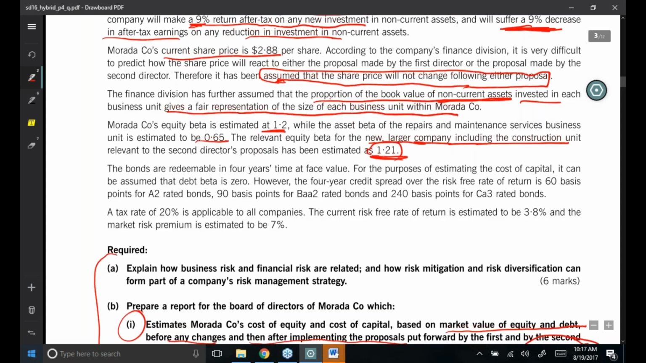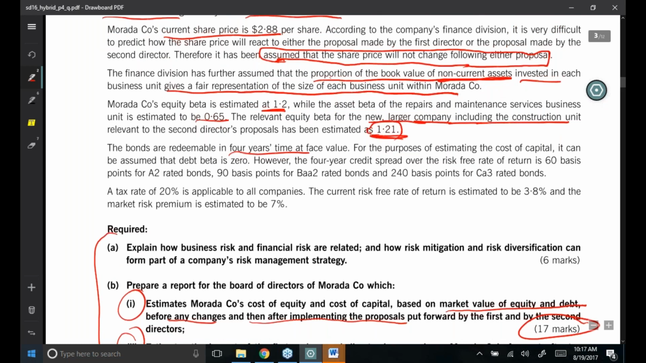The bonds are redeemable in 4 years' time. For the purpose of estimating the cost of capital, it can be assumed that the debt beta is 0. However, the 4-year credit spread over the risk-free rate is 60 basis points if the rating is A2, in case of the first director proposal. It is 90 basis points for Baa2, the current rating for the company, and 240 basis points for Caa3, in the case of the second director proposal. Tax is 20%, the current risk-free rate is 3.8%, and the market risk premium is 7%.